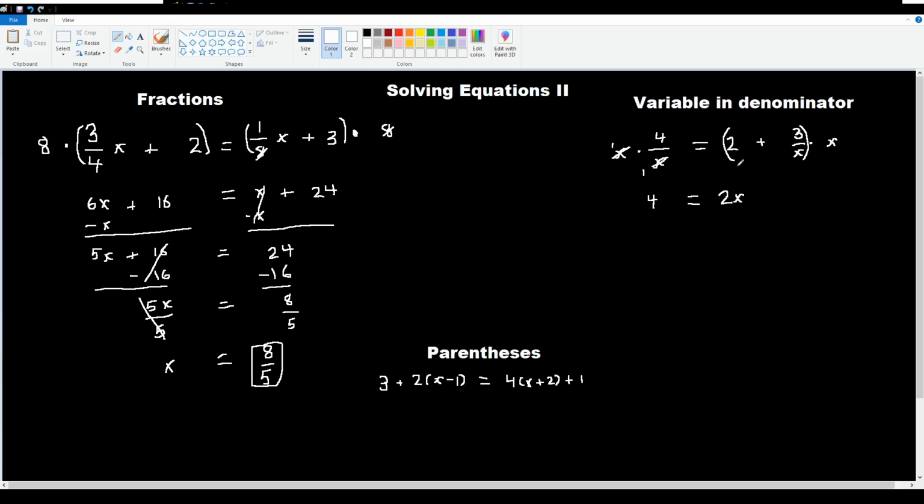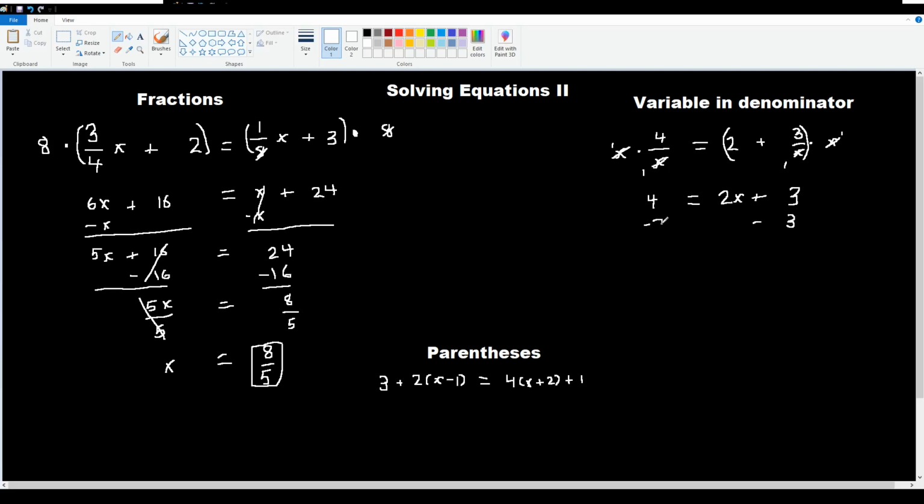So really the x is still there. It didn't disappear at all. And the 3/x would become a 3 because the x's here would eliminate. So now you're left with another easy to solve normal equation. 4 equals 2x plus 3. And really you can just repeat the steps that you've done before.